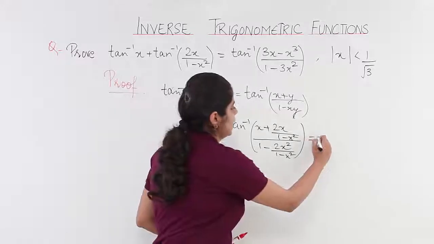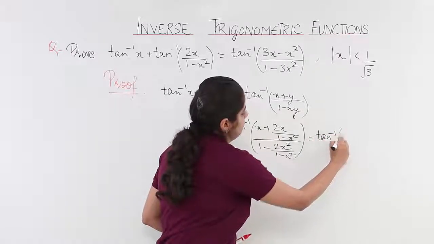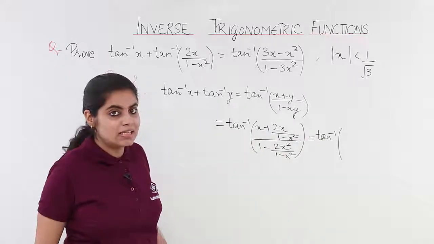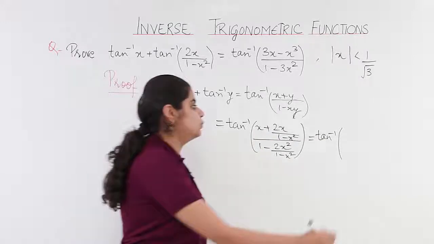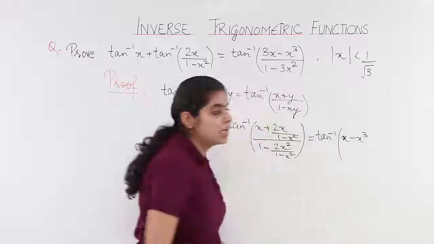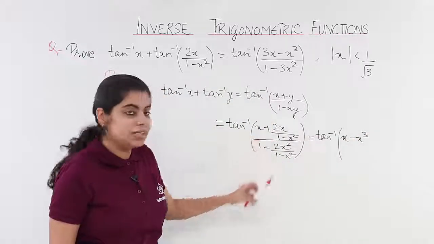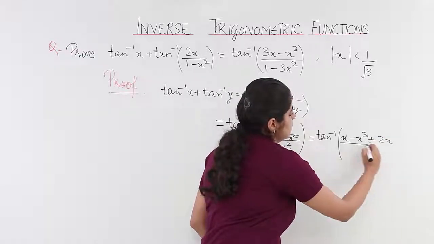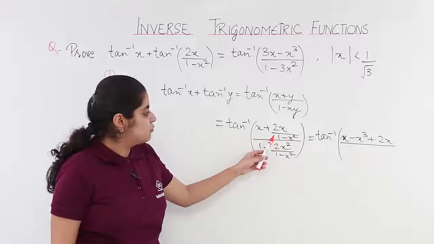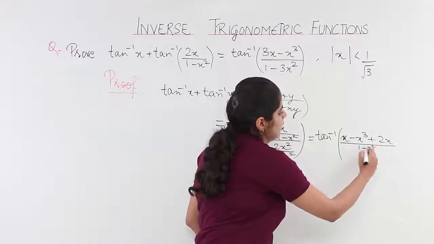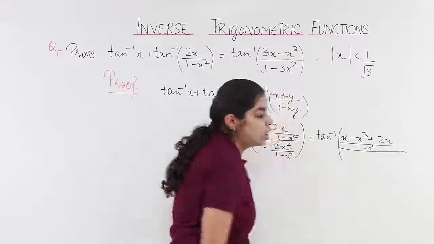It is tan inverse, cross multiplication, x into 1 minus x square is x minus x cube. So it is x minus x cube. What about the next term? It is 2x only with a plus sign. So it becomes plus 2x upon 1 minus x square. So I write 1 minus x square, and then I have a whole upon.